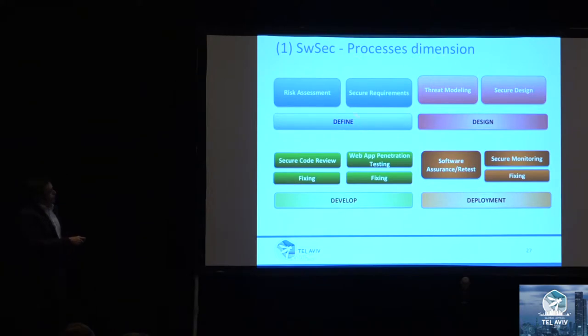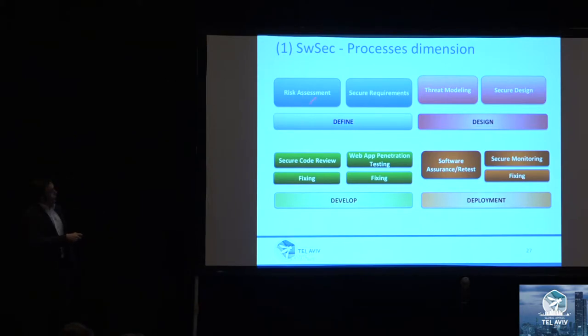In the processes dimension, you can see define, design, develop, deployment, the basic steps of a traditional SDL. It is important to build a risk assessment process to identify the level of risk of the new application that you are developing. No one says that you have to implement security everywhere, but if you are implementing a new online banking application, maybe you have to implement everything. If you are implementing a new internal blog that only two or three people use, the criticality is very low and maybe you implement just a kind of automation at the end.